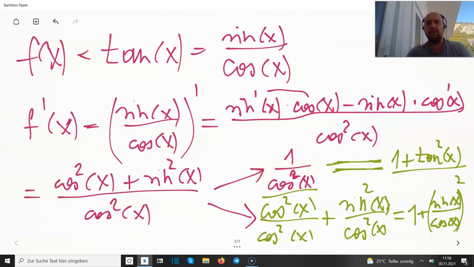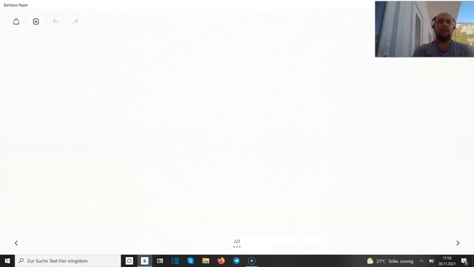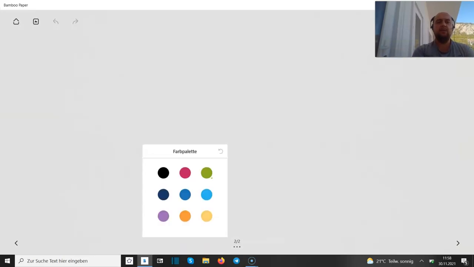But this is not the main point. I would like to show you how to compute the derivative of the tangent using the first principle only.